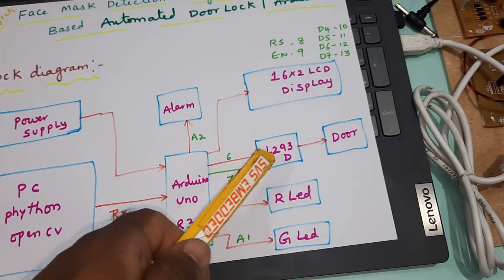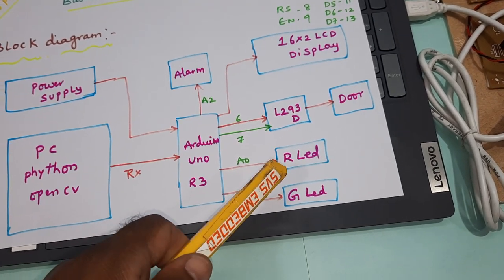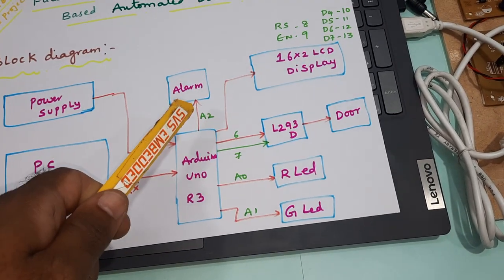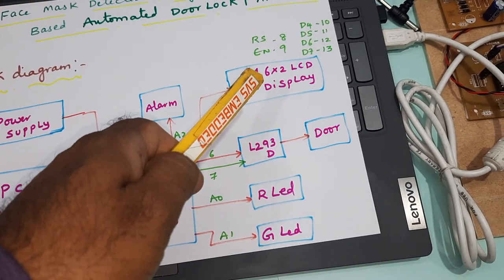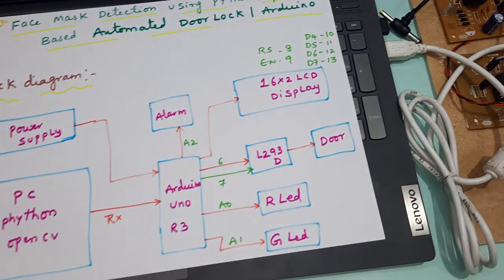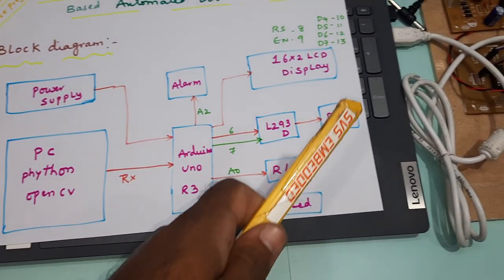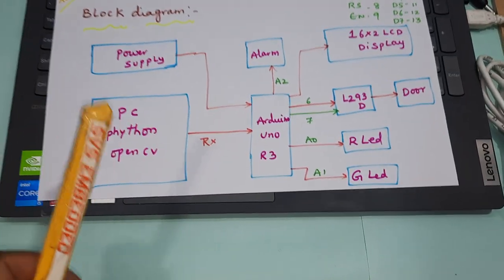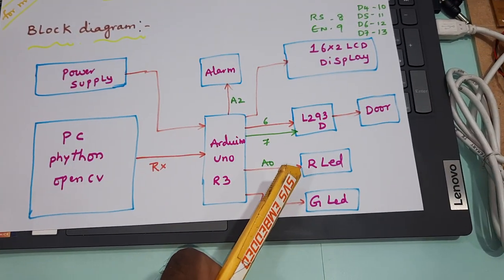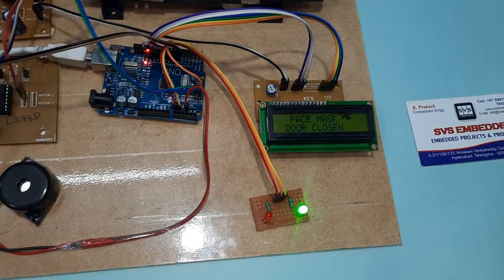R3, L293D driver IC, motor, red LED, green LED, alarm buzzer, and 16x2 LCD display with RS, enable, D4, D5, D6, D7. If a mask is detected, the green LED turns on and the door should open. If no mask is detected, the red LED turns on, the alarm turns on, and "mask detected" or "no mask detected" is displayed on the LCD screen.